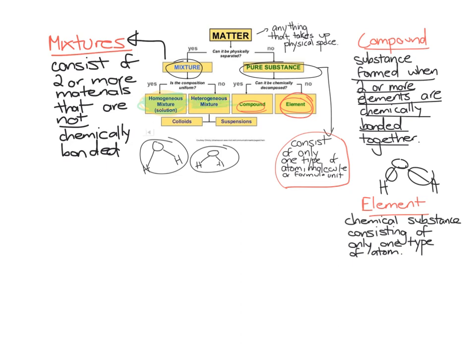To be able to work out which is which, we ask this question up here. Is the composition uniform? Does that mean the mixture has the same composition or the same properties all the way through? So for example, petroleum, alloys, which are mixtures of metals, you cut them up, you pour them out, they look the same the whole way through.